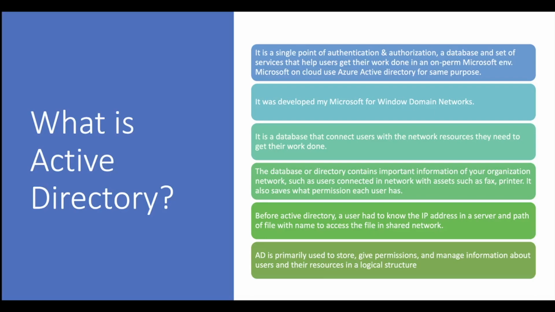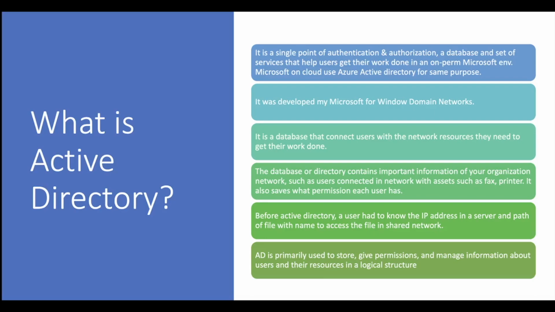So when Active Directory wasn't there, we had to know the IP address of a server and the path of the file which we wanted to access. For example, a specific user puts a file in a shared location. Now to access that file, you have to have the IP address and the path. But it all became easy with Active Directory. Now all you need to do is click on Active Directory, see the list of the users, and you know which user has uploaded that file, go to that path, and then just access the file.